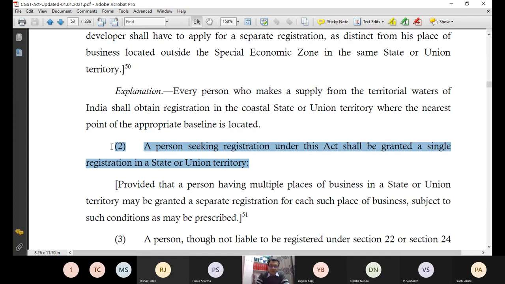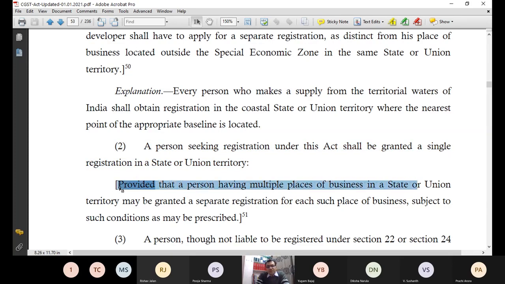However, there is an exception. A person having multiple places of business in a state or UT may be granted a separate registration for each place of business, subject to such conditions as may be prescribed. But this also has an exception.